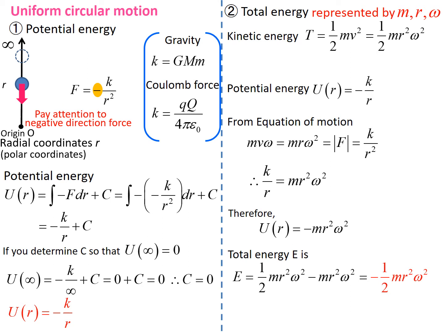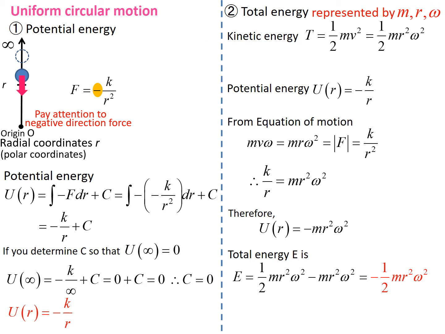In the case of gravity, k is the product of the gravitational constant G times the two masses, and in the case of the Coulomb force, k is the product of the two charges over 4πε0. Now there is an object at radial coordinate r.